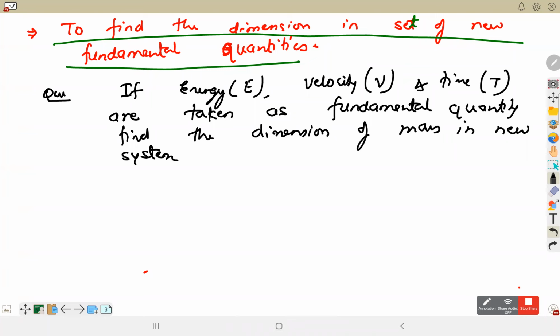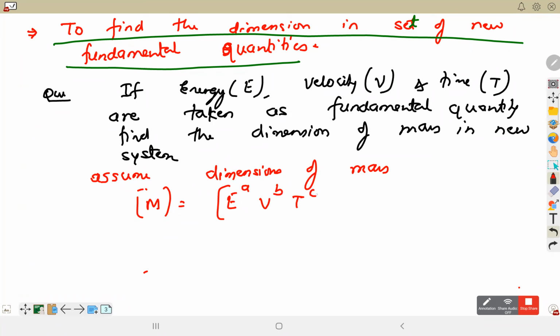So here we will do something similar. Earlier we were assuming the formula, now we will assume the dimension. We will assume that the dimension of the quantity mass is E raised to power a, V raised to power b, and T raised to power c, in the new system of units, where energy, velocity, and time are the dimensions. Earlier we assumed the expression; now we assume the dimension.